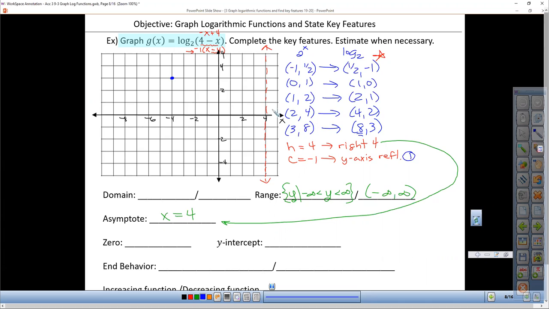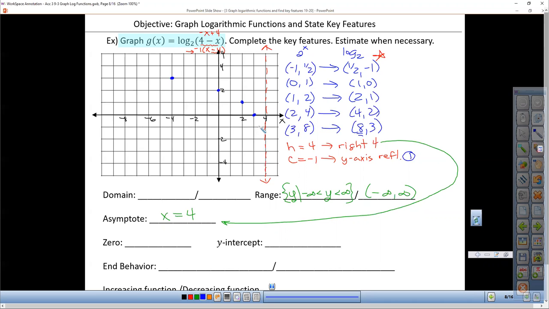Then my (4, 2), flip it to (negative 4, 2), move it to the right 4. 1, 2, 3, 4. (2, 1) flips to (negative 2, 1). Count 4 to the right. 1, 2, 3, 4. (1, 0), which is here, flips to (negative 1, 0), and then moves right 4. 1, 2, 3, 4. And this (1/2, negative 1) flips to (negative 1/2, negative 1), and then moves right 4.